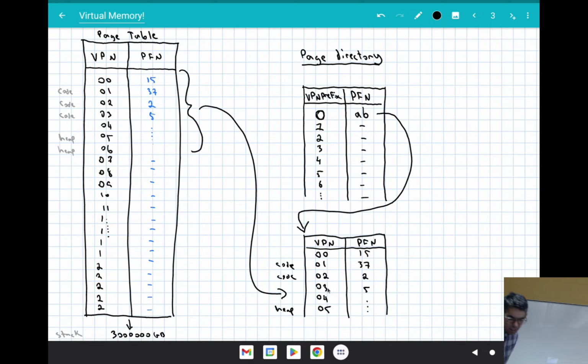This means that I don't have to allocate anything for all of these ones. And I don't have to allocate anything for the ones that have a prefix of 1 and a prefix of 2 and a prefix of 3 because the process never actually used those things. Are we okay with this idea?